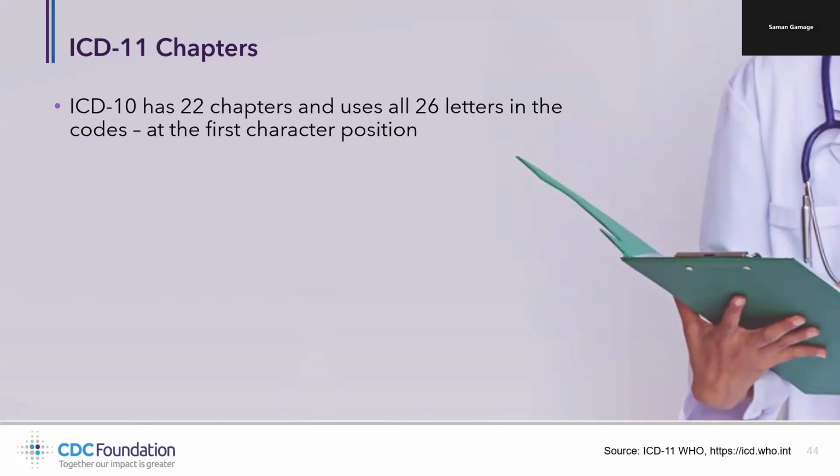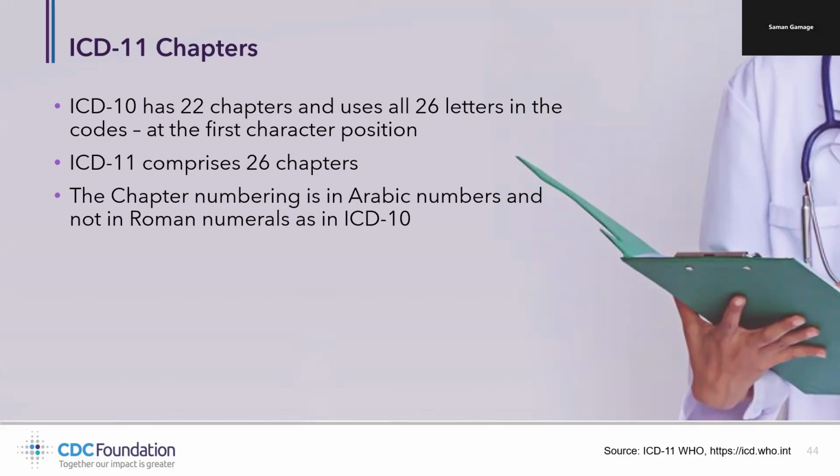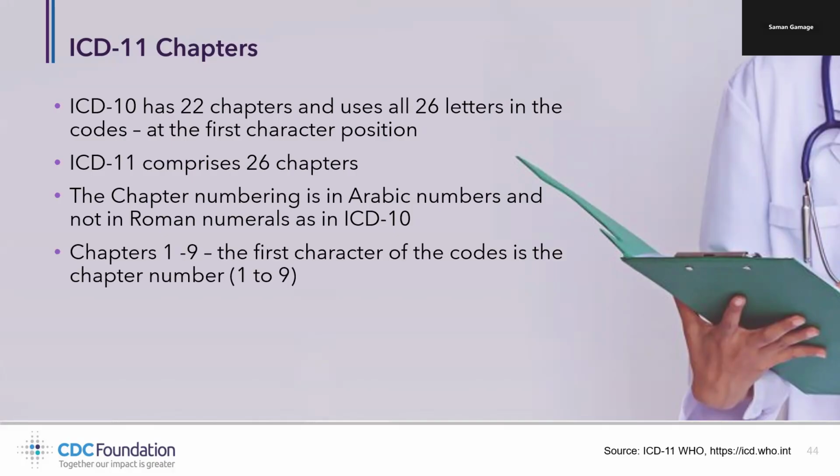ICD-10 has 22 chapters and uses all 26 letters in the codes at the first character position. Whereas ICD-11 comprises 26 chapters. The chapter numbering is in Arabic numbers and not in Roman numerals as in ICD-10. For chapters 1 to 9 in ICD-11, the first character of the codes is the chapter number.